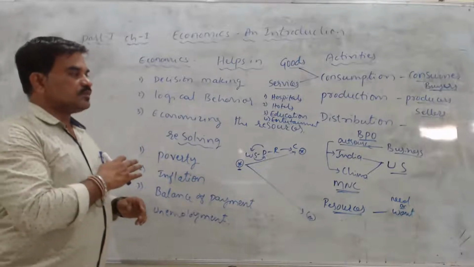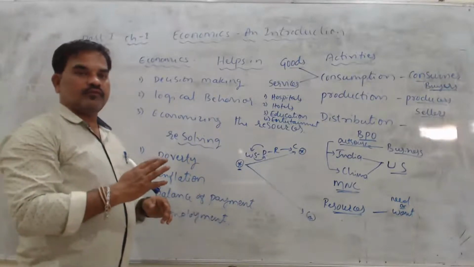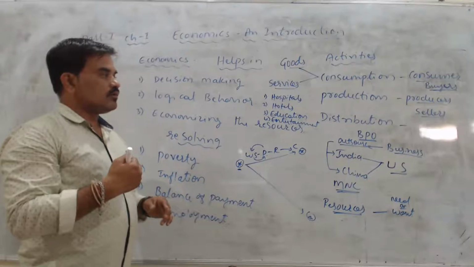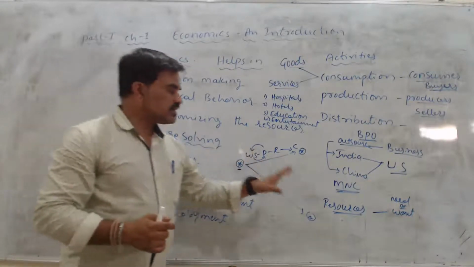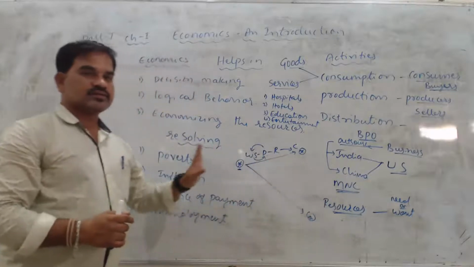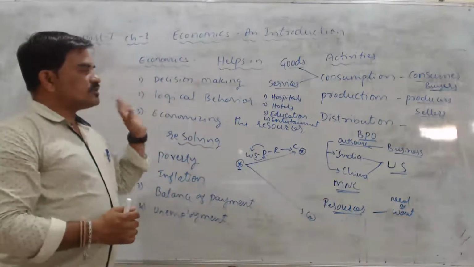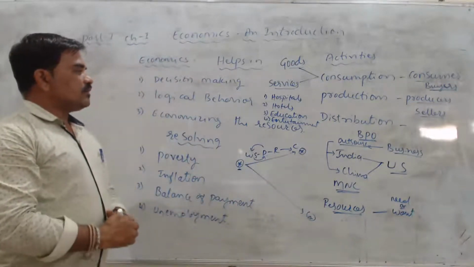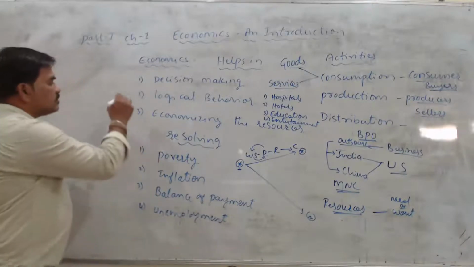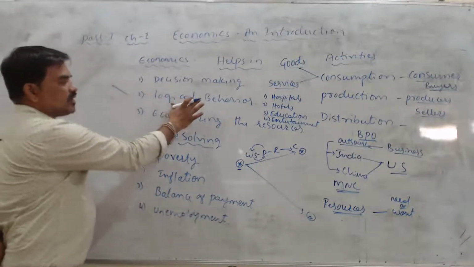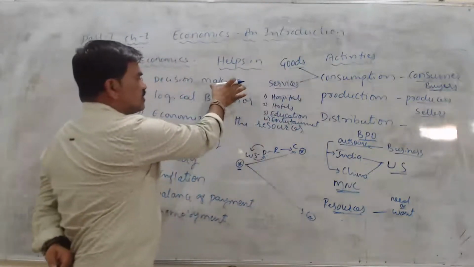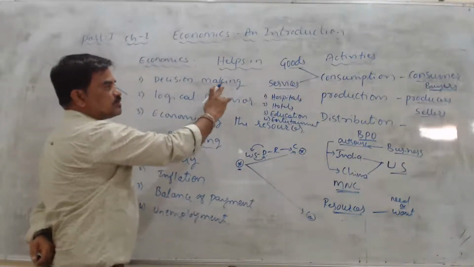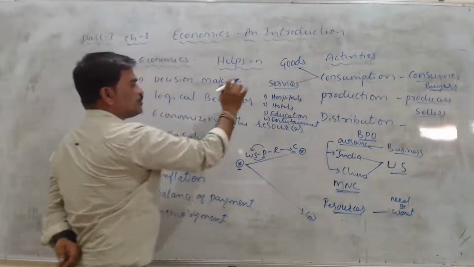We can't just simply behave the way we want. The biggest reason is limited resources. This is not only from the producer's point of view; from the consumer's point of view also it helps. Okay, economics helps from the consumer's point of view also.